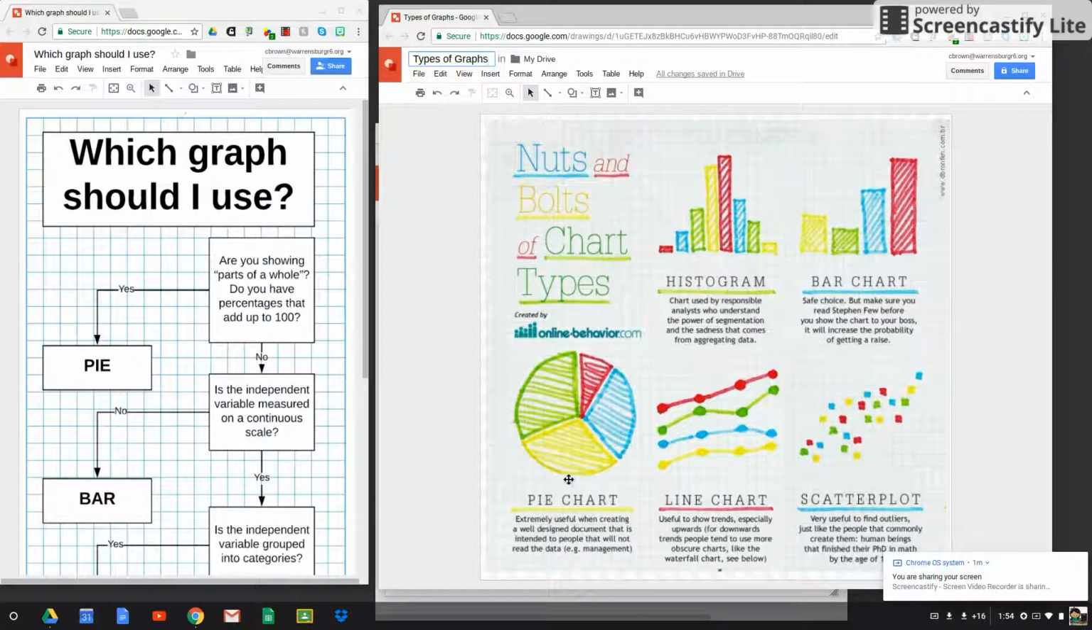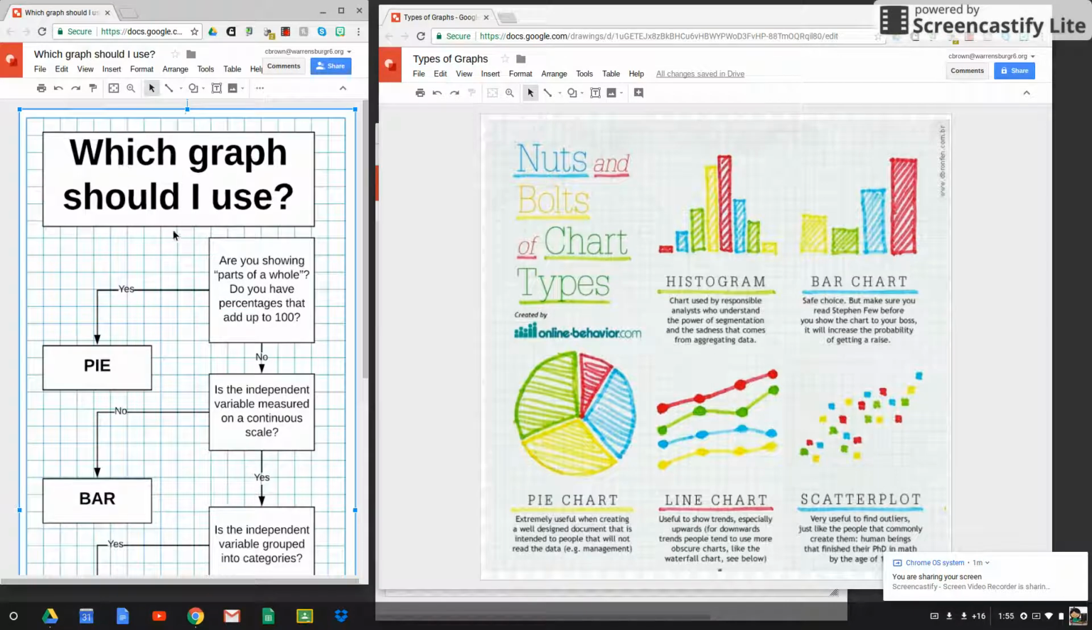Pie chart is showing us percentages. A line graph is used when we have changes over time. And a scatter plot is used sometimes to show a relationship between two variables. This flow chart will help us decide which graph to use.